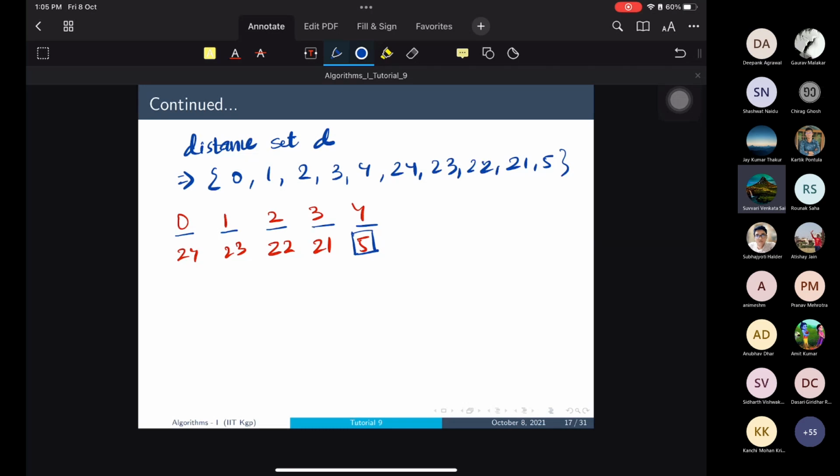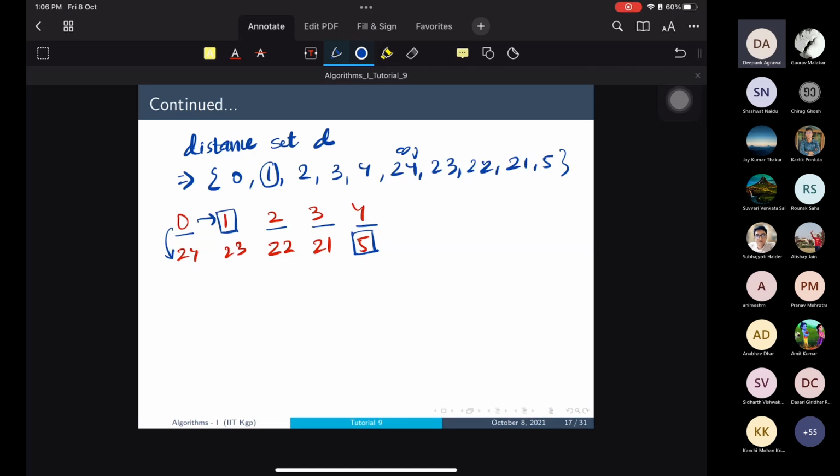When we were at 0, we updated the distance of 24 from infinite to 24, but it is not visited yet, because we always visit the node which has the minimum distance. When we visited 0 and updated 24 and 1, 1 had the minimum distance, so 1 is visited next.